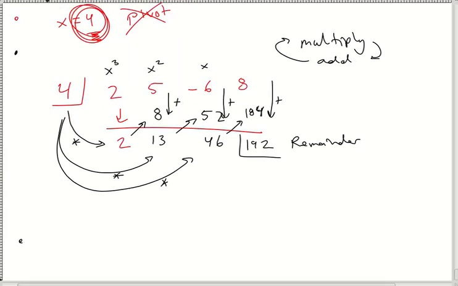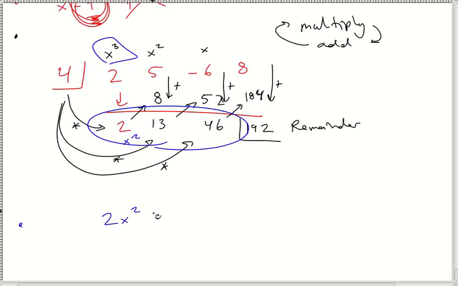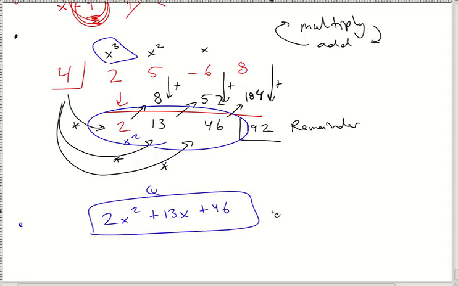Now, I still need my quotient. My quotient actually is right here. Notice I had an x cubed, now this is an x squared. I'm always reducing it by 1. And so then I got 2x squared plus 13x plus 46, that's my quotient. And then my remainder is 192, all over the original x minus 4. That's your answer in MyMathLab.